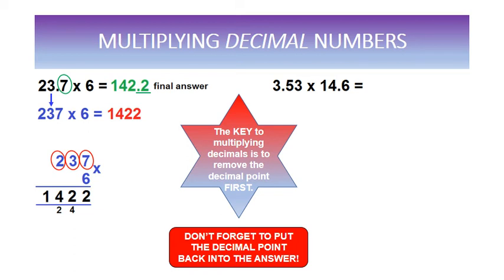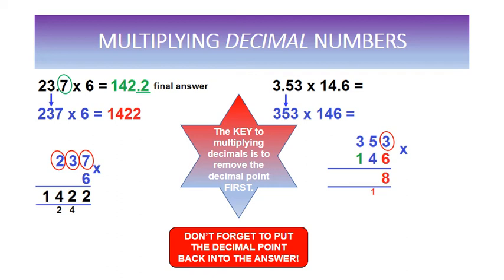Let's look at this example. So we've got 3.53 multiplied by 14.6. So the first thing we need to do is take those decimal points out. So instead we're going to read this as 353 multiplied by 146. We then lay it out in columns and carry on with a column multiplication. So 6 times 3 is 18. 6 times the 5 is 30, plus the 1 is 31. And then 6 times the 3, which is 18, plus the 3, which is 21.